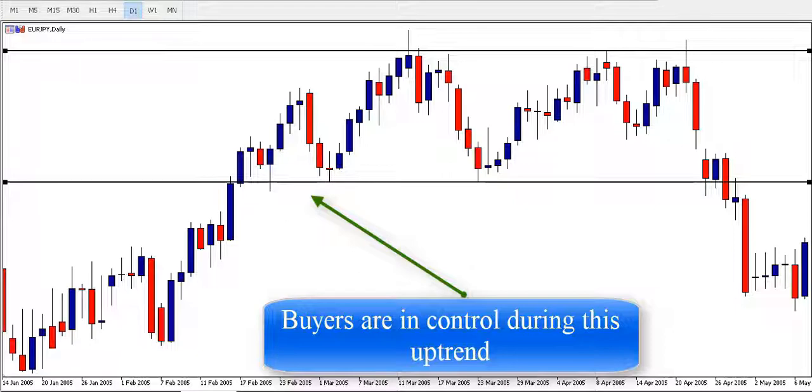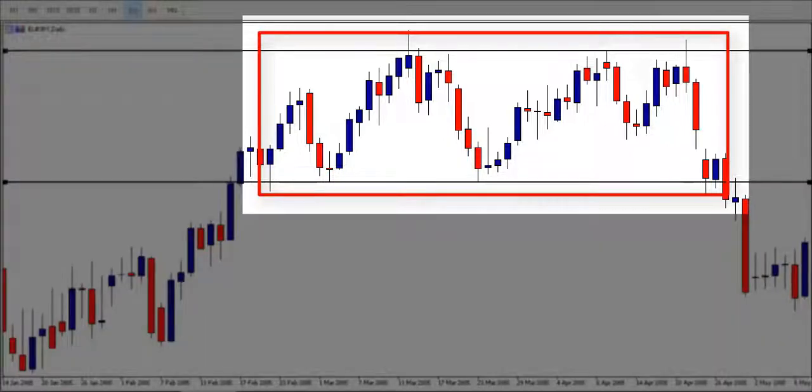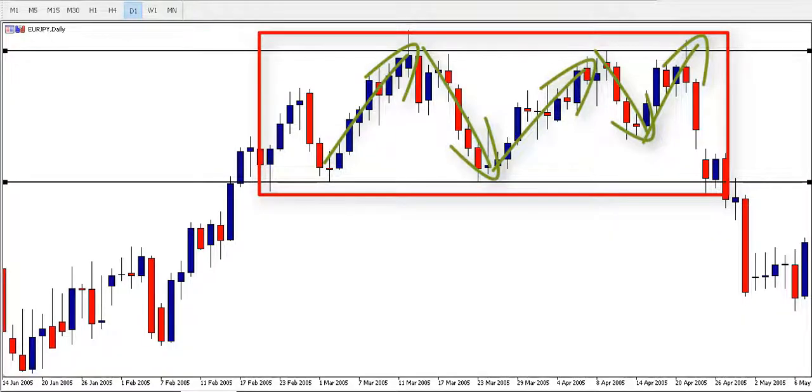And in this trading condition, it's obvious that buyers are in control of the market. So the best trading decision is to buy when there is a high probability setup. As you can see here, the market stopped making higher highs and higher lows. Instead, it started trading horizontally. So here you will change your way of thinking.